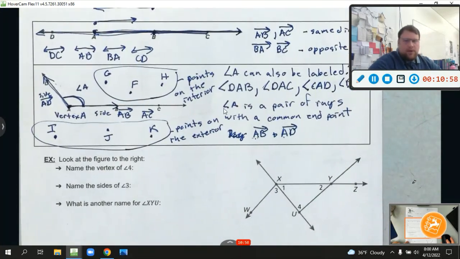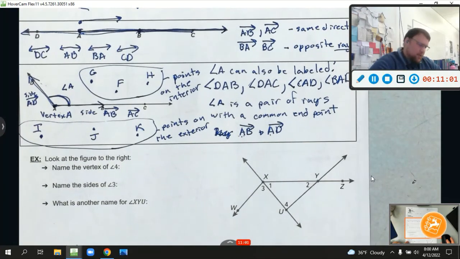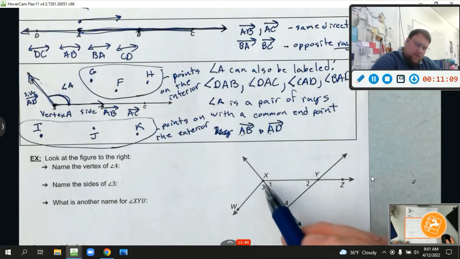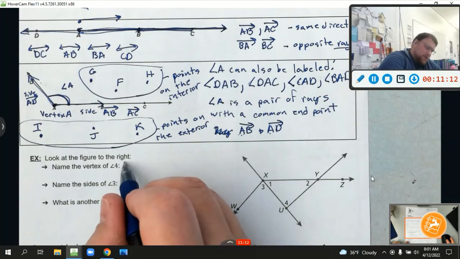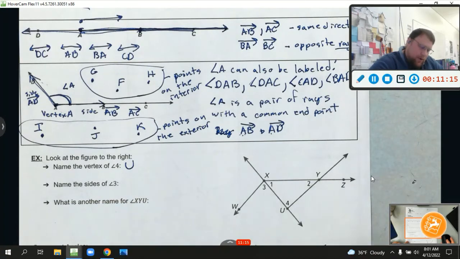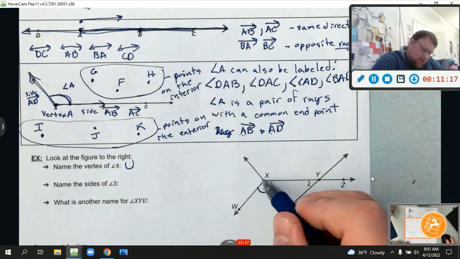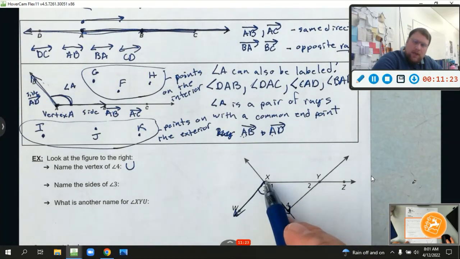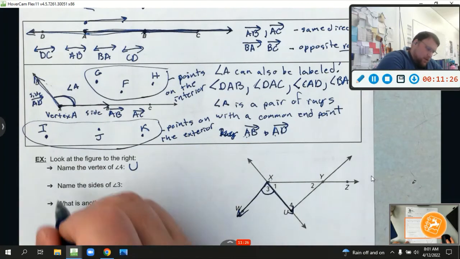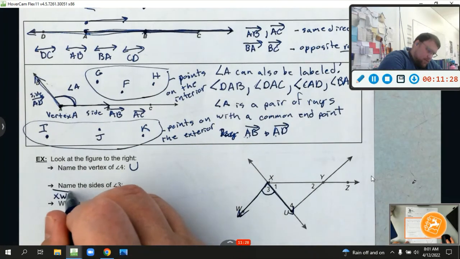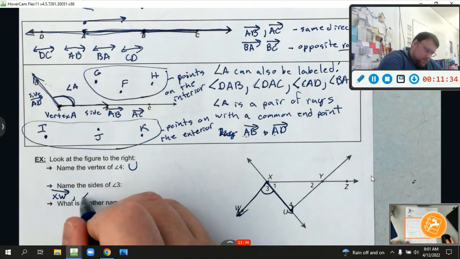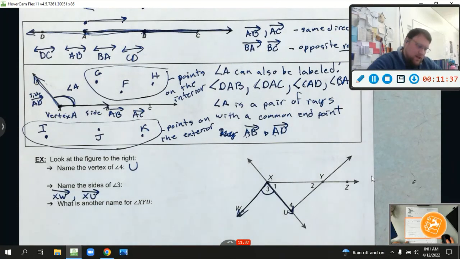All right. So using this information, why don't you take a minute and try to do this example. Look at the figure to the right. Name the vertex of angle 4. What's the letter that's the vertex right there? That's right. It's U. Name the sides of angle 3. Well, angle 3 is right here. Remember, we have to start with the endpoint or the vertex. So we have ray XW and we also have ray XU. Those are the sides of angle 3.